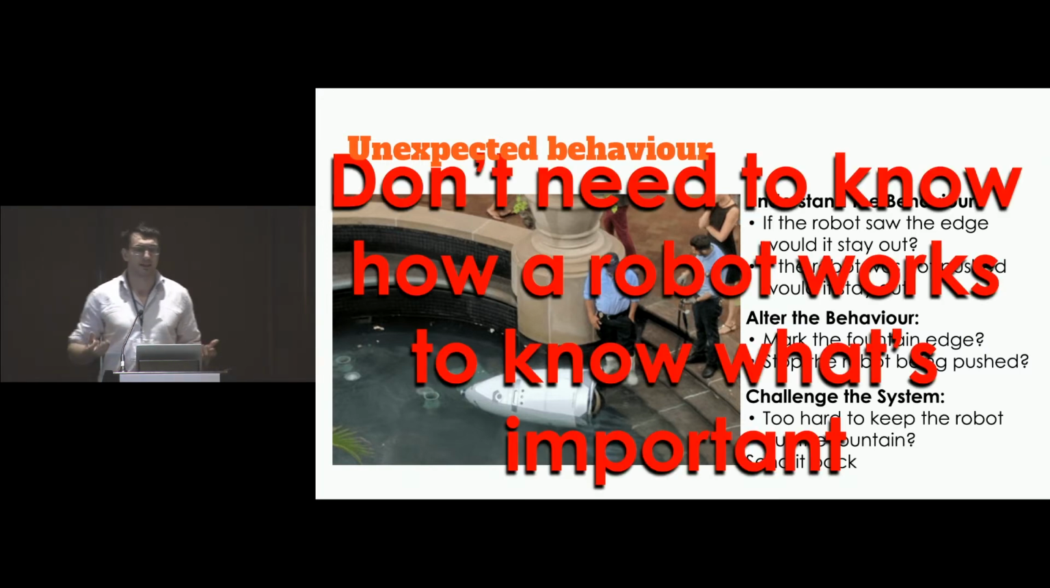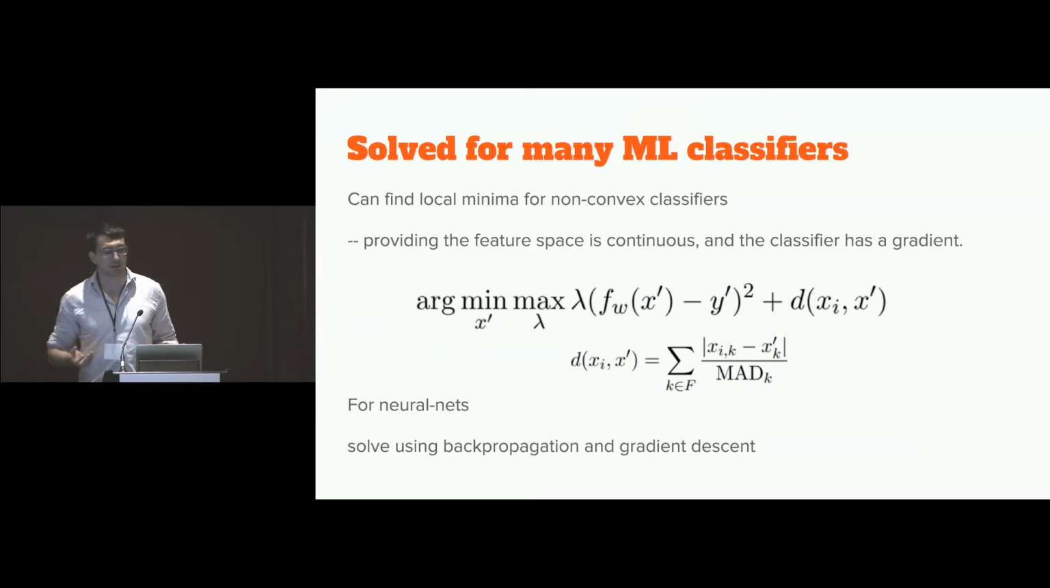So the key point is that you do not need to understand how a robot works. You don't need to know the computer vision. You don't need to know the control system in order to know what's important. And so what we did is we turned this into a practical algorithm. Because I've been told I have to gloss over all the technical details, the important thing is that for neural networks, we solve this using exactly the same methods you use to train it. And this is something concrete. You use backpropagation, gradient descent, and you can find counterfactuals. You can find the closest possible world in which the outcome you wanted happened.